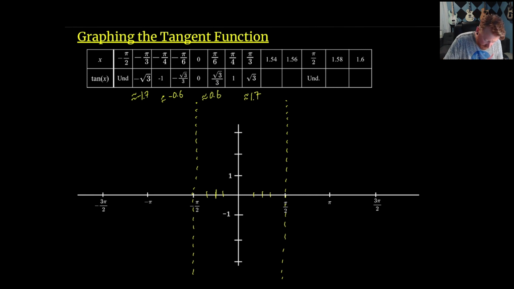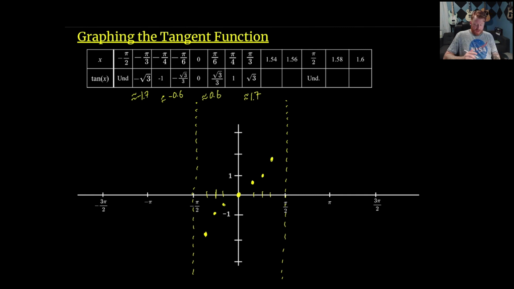So if I plot these points in, negative 1.7 for negative pi over 3 is going to be around there. At pi over 4, we're at negative 1, so that is there. We're at negative 0.6, that's there. And then we are at 0. And then it turns around, and then we're at 0.6 again. And then we are at 1. And then we are at 1.7, which is about there.